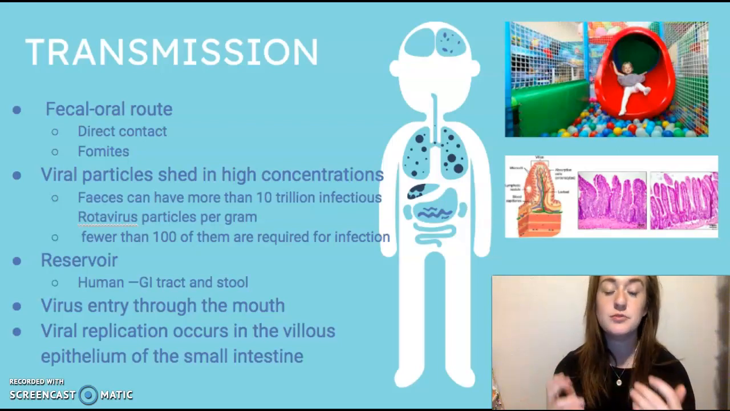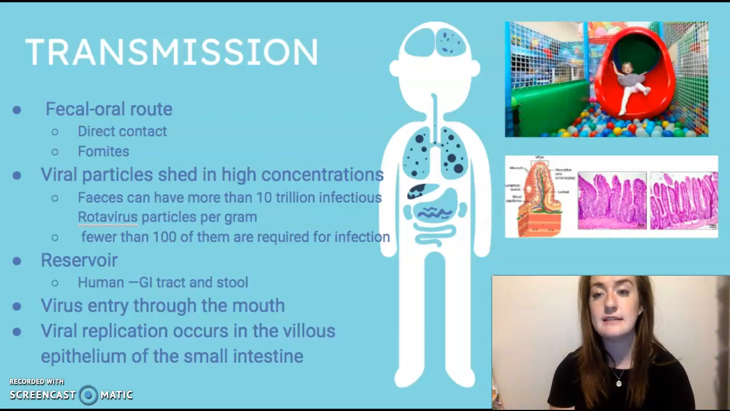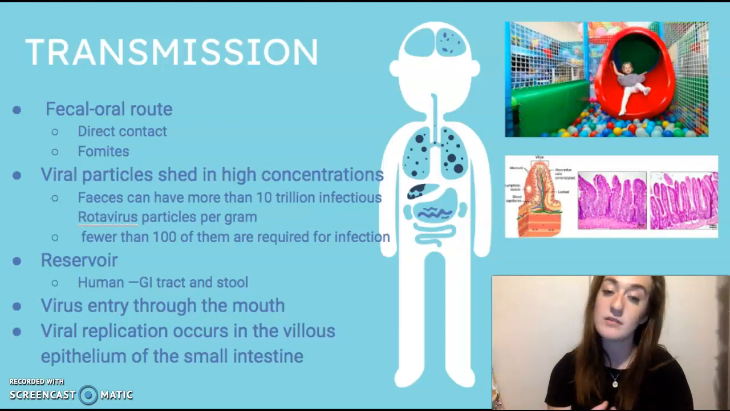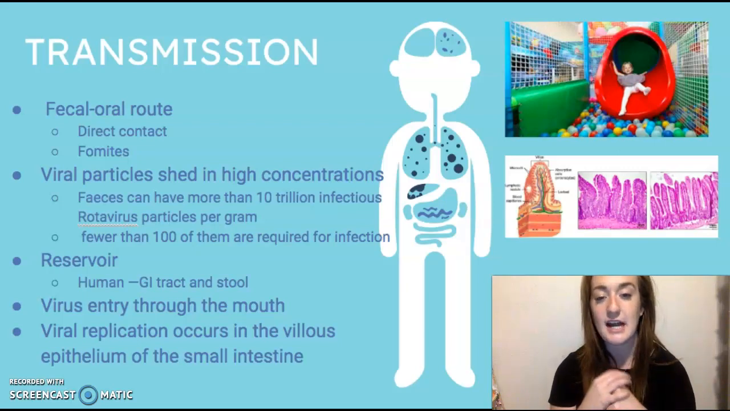These particles are in super high concentrations. So feces have more than 10 trillion infectious agents of rotavirus per gram, and that is more than enough to surpass the fewer than 100 of those infectious particles needed to actually develop an infection. We see that the only reservoir is in humans, and it will occur mainly in the GI tract or in the stool. And again, with the fecal-oral route, the virus will usually enter through the mouth, so kids putting things in their mouth without washing their hands.